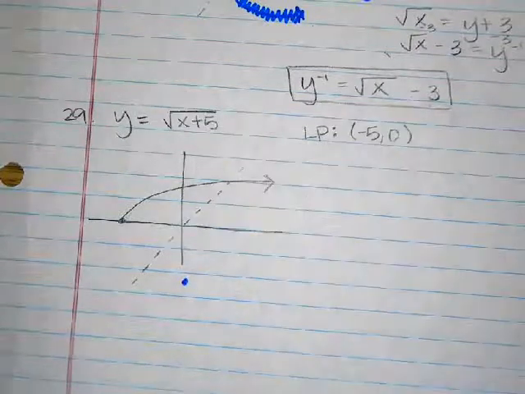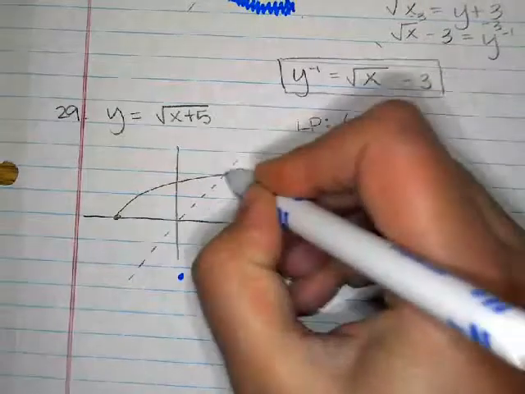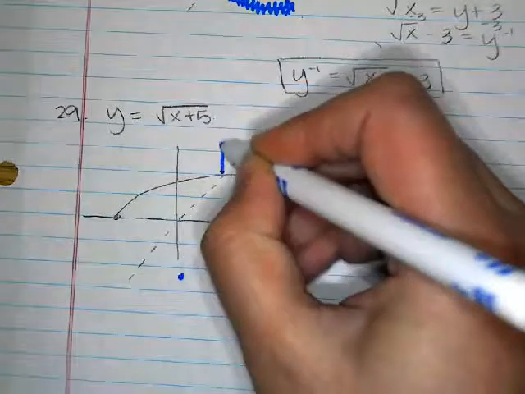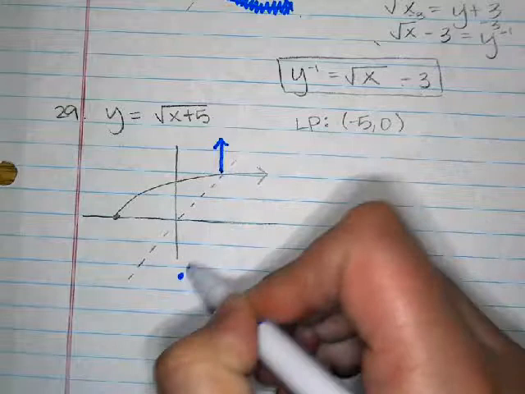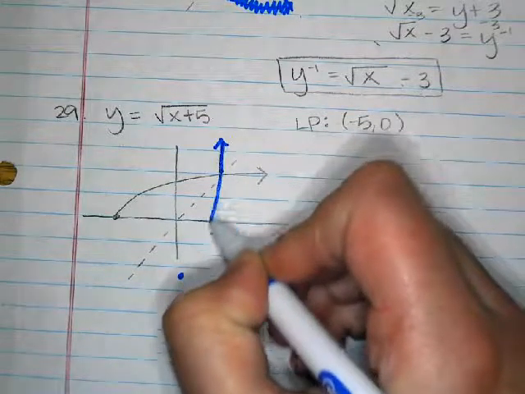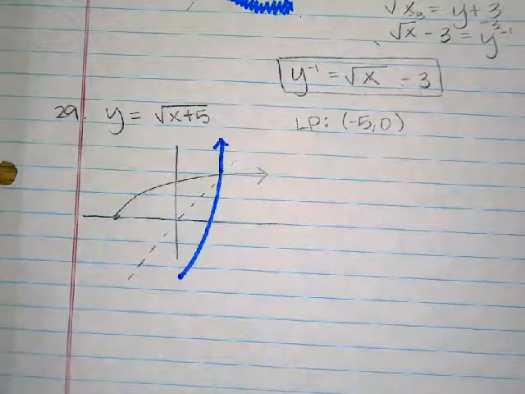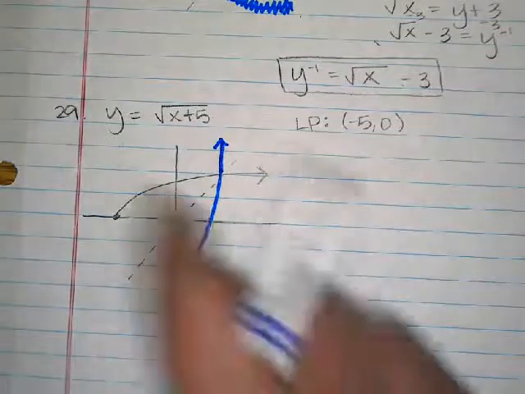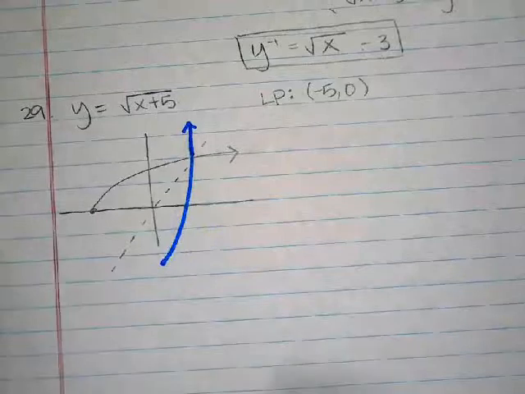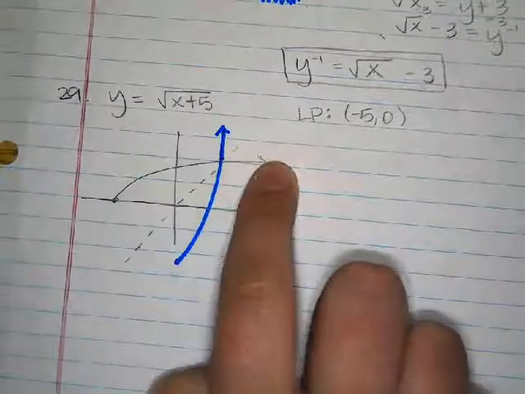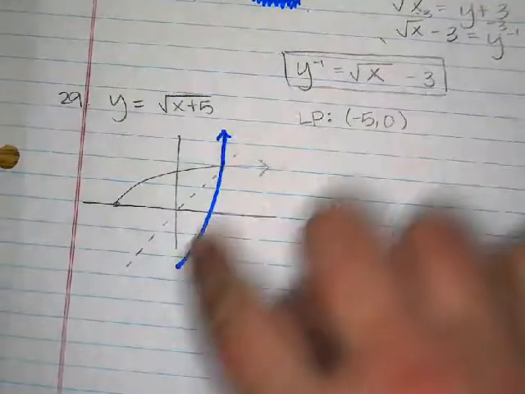So I can see, like, here's my symmetry for that part. And then this is going to come like this. So there I can see I'm symmetric over the dotted line. So I've got my square root graph. I've got my parabola right here. Okay.